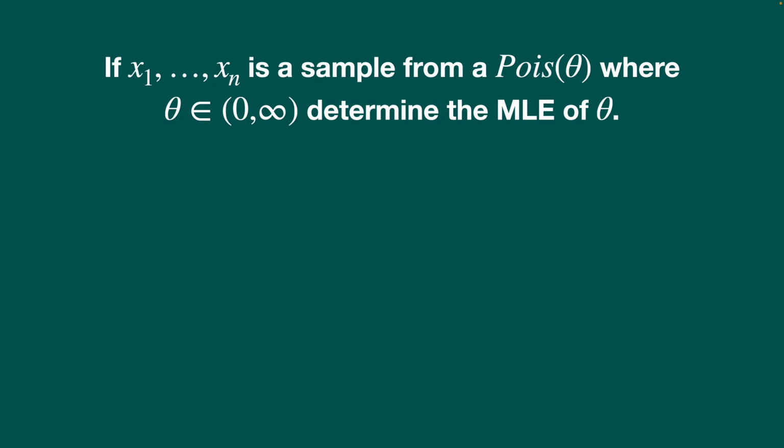So if there's anything you miss here, you should take a look at that one because I might go into more detail in it. So again, we're just going to start with our PDF. Remember that the PDF of the Poisson theta is theta to the power of x times e to the negative theta divided by x factorial.